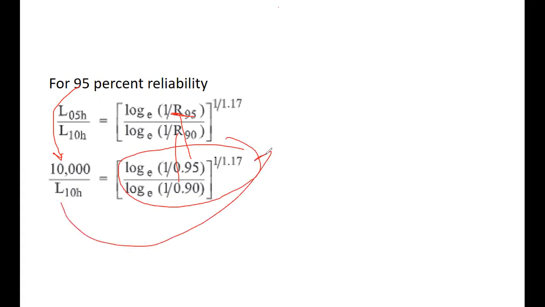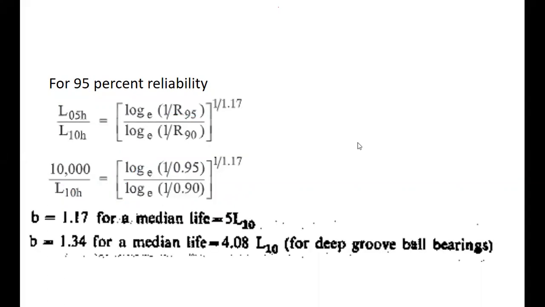L10 will go here in the numerator. This whole will come divided by 10,000 divided by something, and then you will find out life at L10. Such numericals are asked in exams.